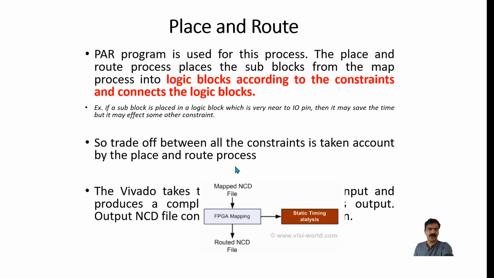So now, place and route. The PAR program, or PAR algorithms, are used in this process. That is nothing but place and route. The place and route process places the sub-blocks from the map process into the logic blocks according to the constraints and connects them. It considers a lot of constraints, such as the clock frequency and nearby blocks, all of which are taken into account. So there is a trade-off between all the constraints in the place and route process. Here the constraints become very important. So Vivado takes the mapped NCD file, the place and route is done, and a routed NCD file will be generated.